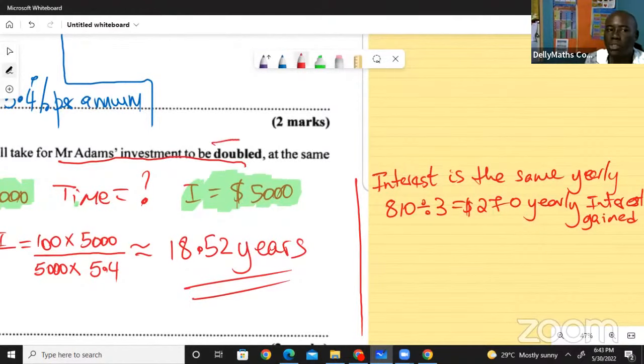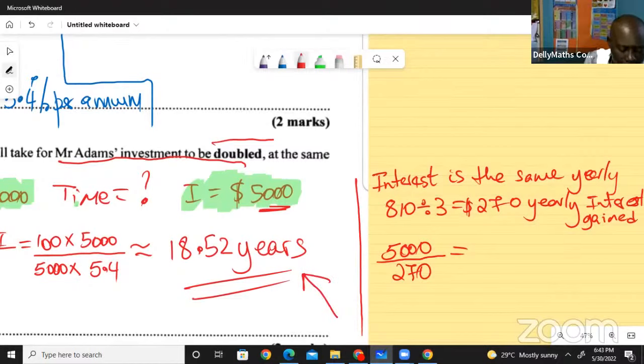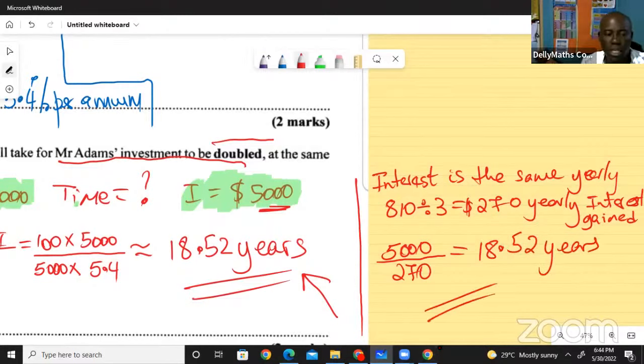But I would have to understand that in order for the money to double, the interest must be the same as the principal. So we understand why the 5,000. If you divide 5,000 by the interest every year, you will get back this exact number. Let's go for that. 5,000 divided by 270, and we're getting the exact 18.52 years. Exactly.